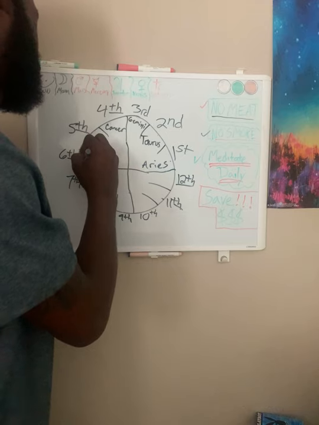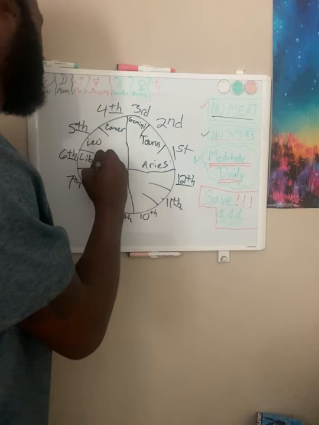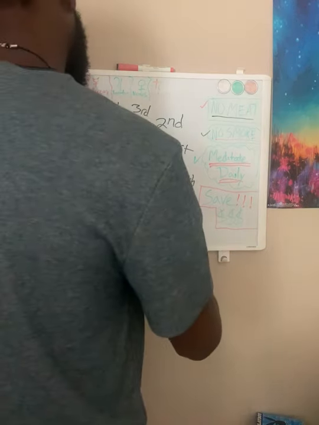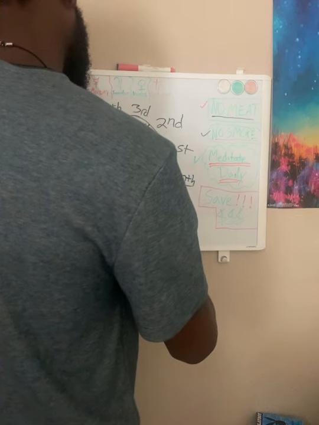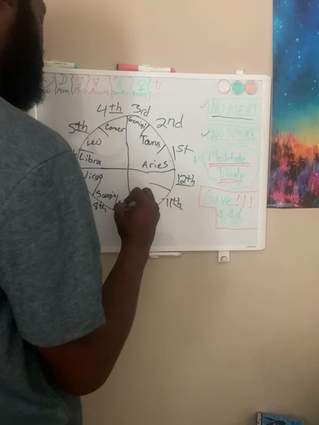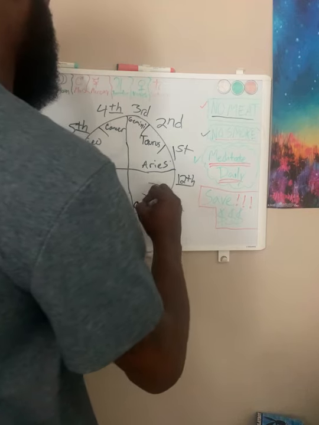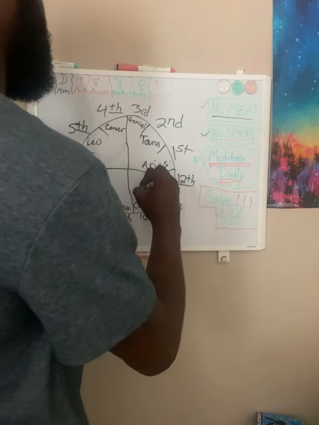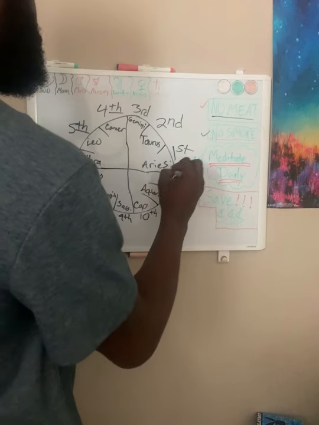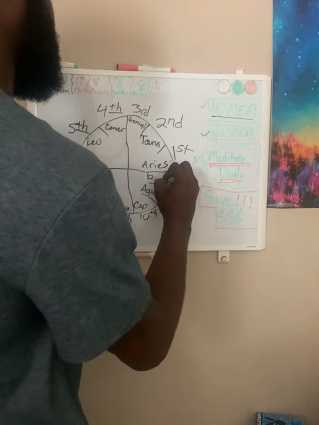Libra. After Libra, you have Virgo. After Virgo, you have Scorpio. After Scorpio, it's Sagittarius. 10th house is Capricorn. 11th house, Aquarius. The 12th house is going to be Pisces. Okay.